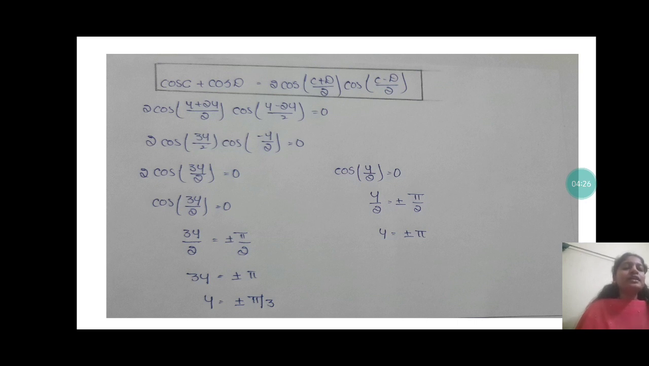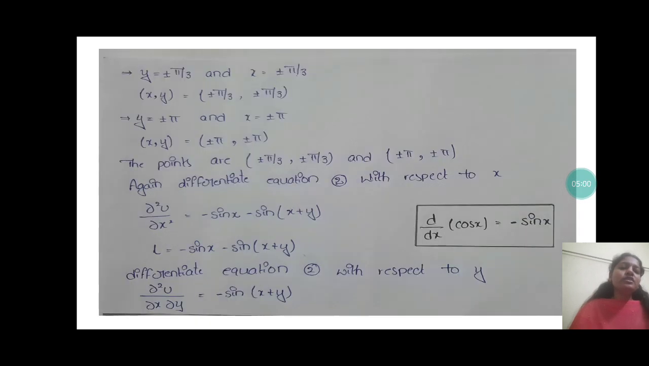So we get 3y is equal to plus or minus pi, and y is equal to plus or minus pi by 3. If we consider the other part of this problem, cos(y/2) is equal to 0, so y by 2 is equal to plus or minus pi by 2. Here cos of pi by 2 is 0, which is plus pi by 2, but we don't know if it is positive or negative, so we write plus or minus, and solving this we get y is equal to plus or minus pi.